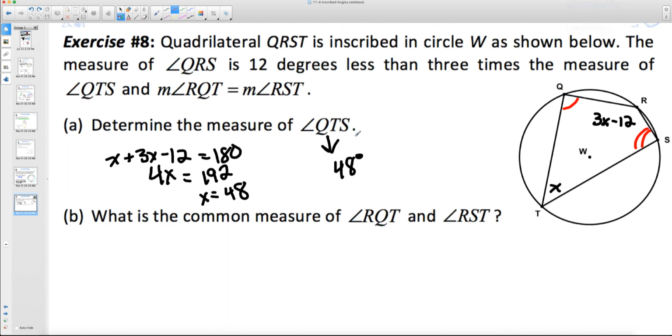So what is the common measure of RQT and RST? I'm not sure what that's really asking. I think we're just going to say the measure of RQT plus the measure of RST has to equal 180 degrees. So we'll just say something like that.